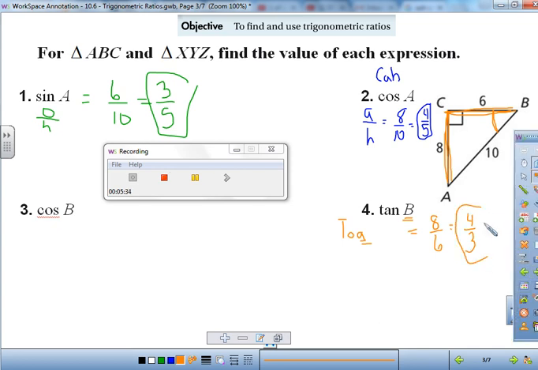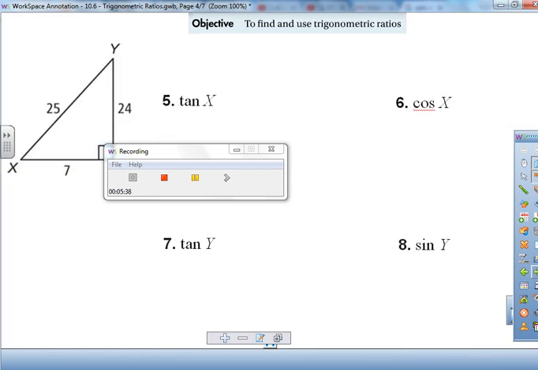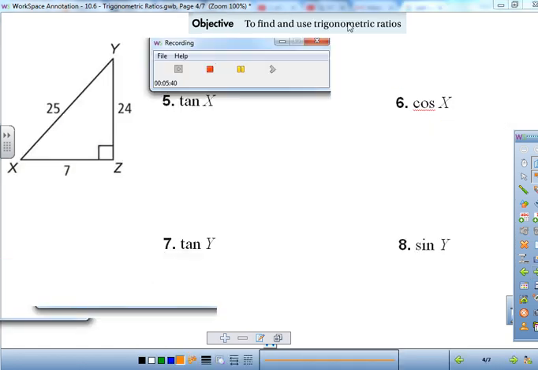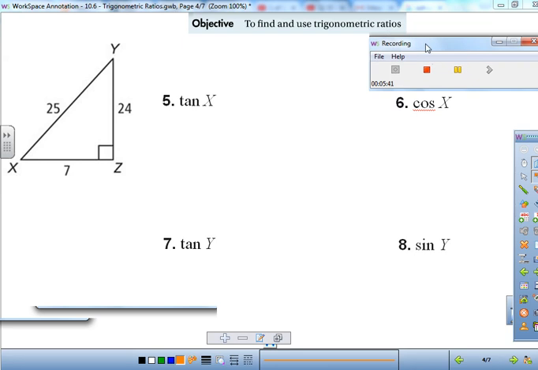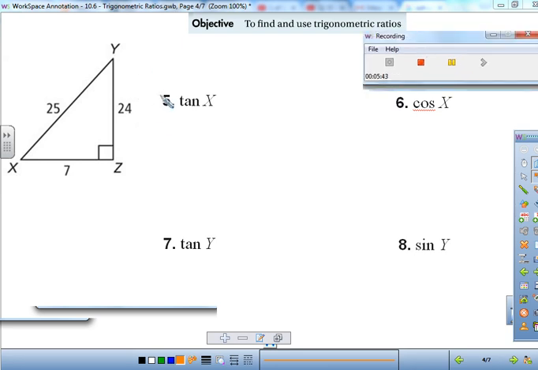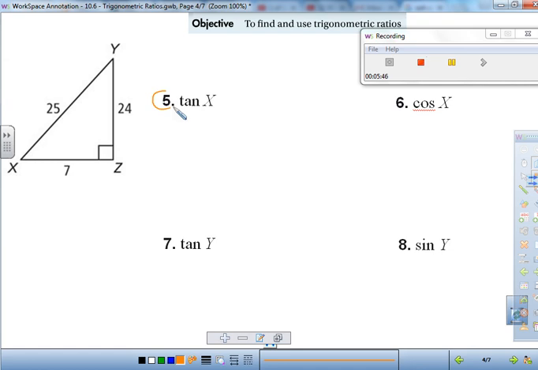All right, and then we are done with that. So let's try some more. This time I want you to actually give me a pause, and I want you to try by yourself or with a partner, tangent and cosine of, we're focusing on angle X right here. So give me a pause, work by yourself or with a partner, give yourself about a minute to 2 minutes, and then push play, check your answers.